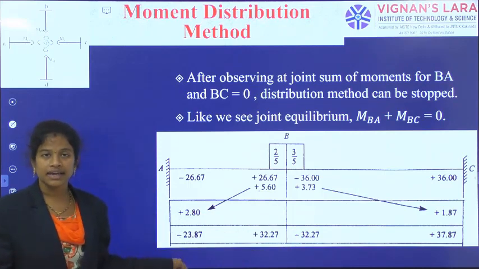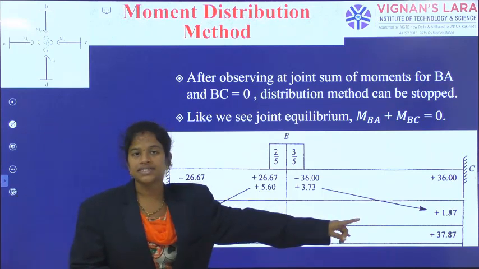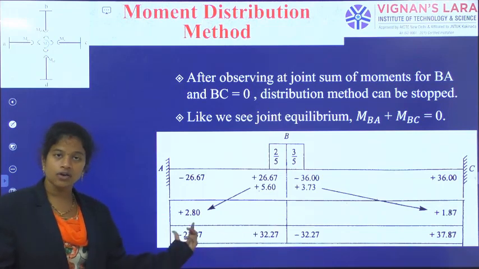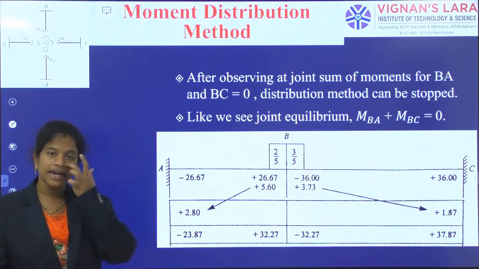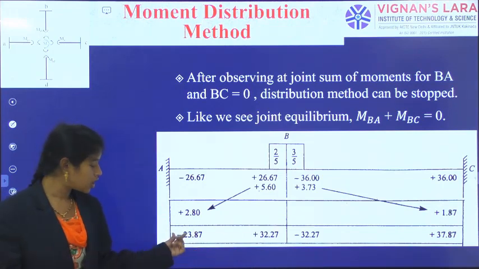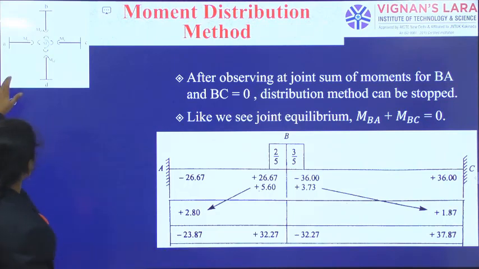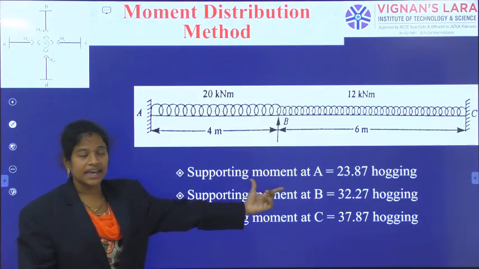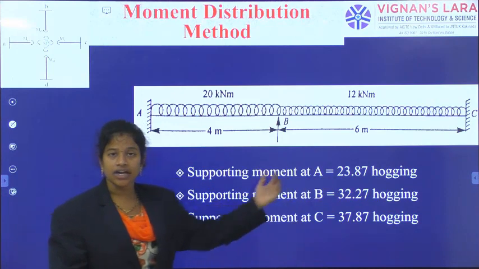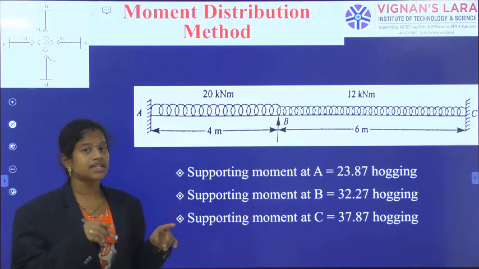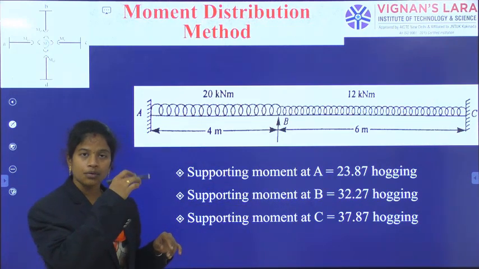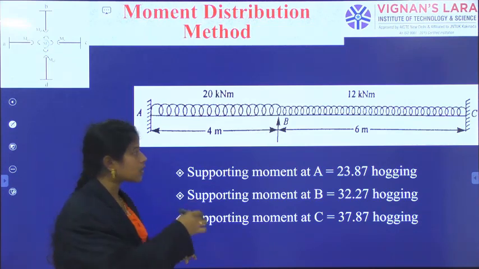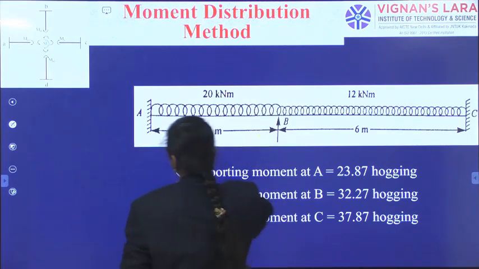So we have the support moment at A, at B, and at C. At A, in the anti-clockwise direction, I have a hogging moment of 23.87. So the support moment at A is 23.87 in hogging nature. And at B I have two answers. On the left side, due to clockwise, I have got positive. On the right side, due to anti-clockwise, we have got negative.